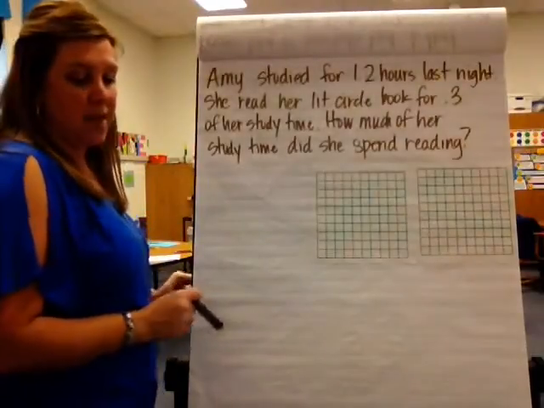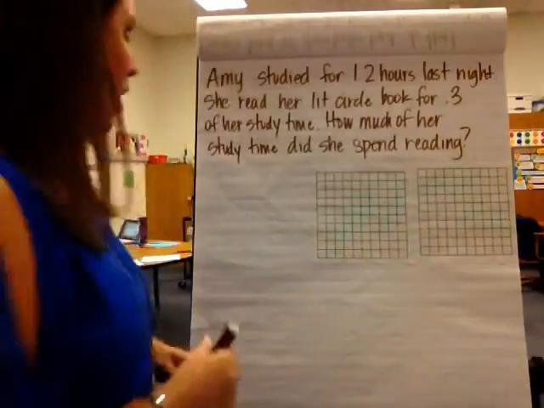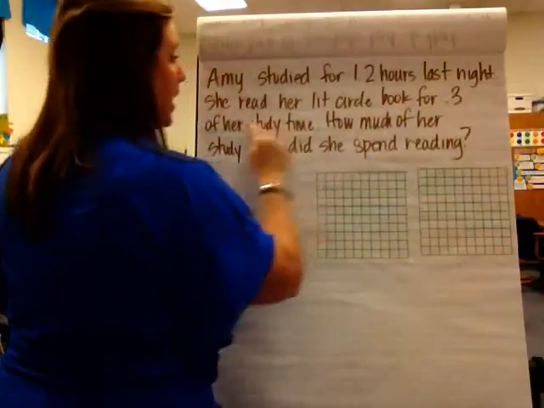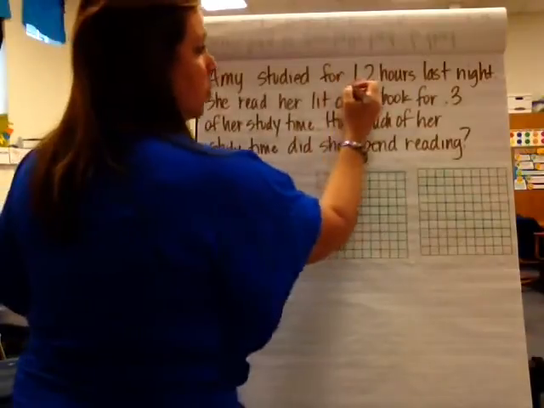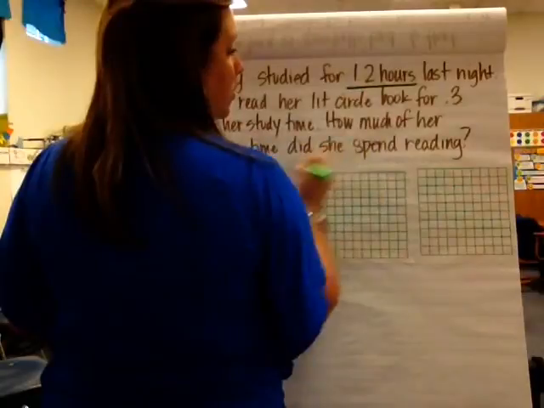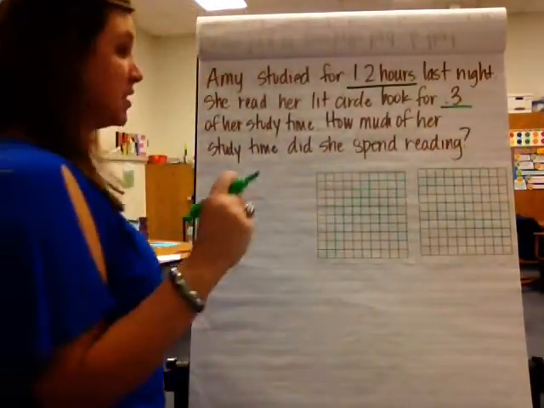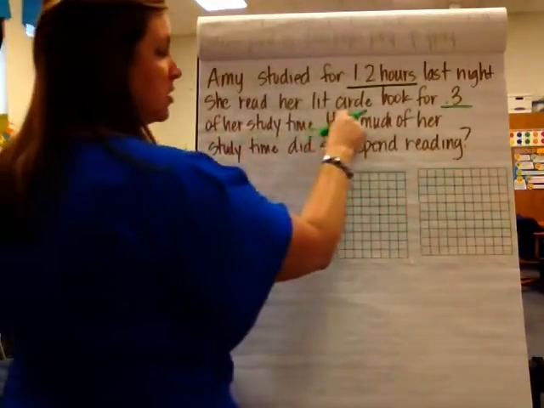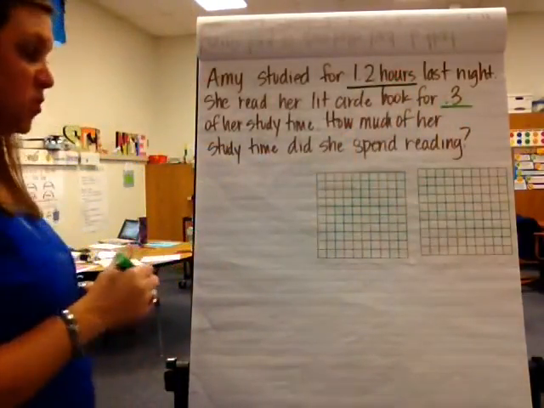Now we're going to move on to the next page. This is a little bit longer. Now I'm going to be doing this, because look why. It says Amy studied for 1.2 or 1 2/10 hours last night. She read her lit circle or literature circle for only 3/10. So for 1 2/10 hours she was studying. So then of that amount, because she didn't spend all of that amount doing the same thing, she read her literature circle book for 3/10 of this amount. How much did she spend reading?